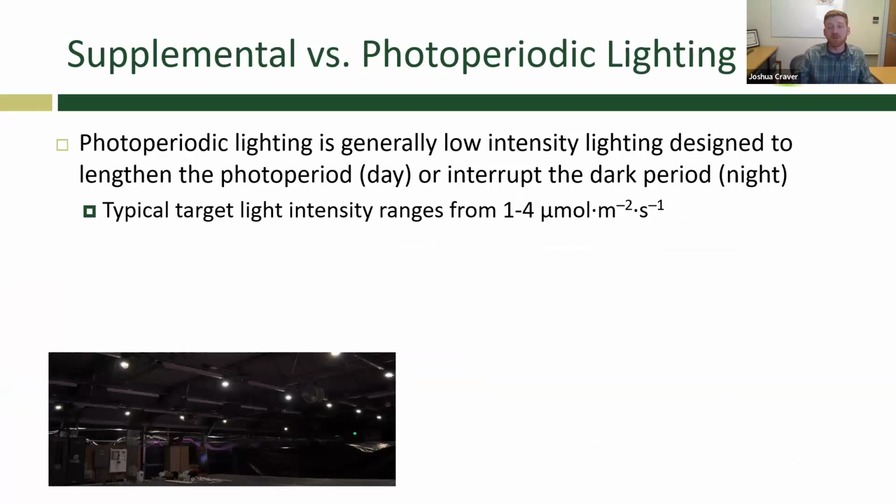So those are the basics of photoperiodic lighting, but what's important to understand here as we're comparing supplemental and photoperiodic lighting is that we have differences in terms of light intensity. So for photoperiodic lighting, anywhere from 1 to 4 micromoles might be recommended depending on the crop. And so very different, very low light intensity compared to what we generally provide with supplemental lighting.